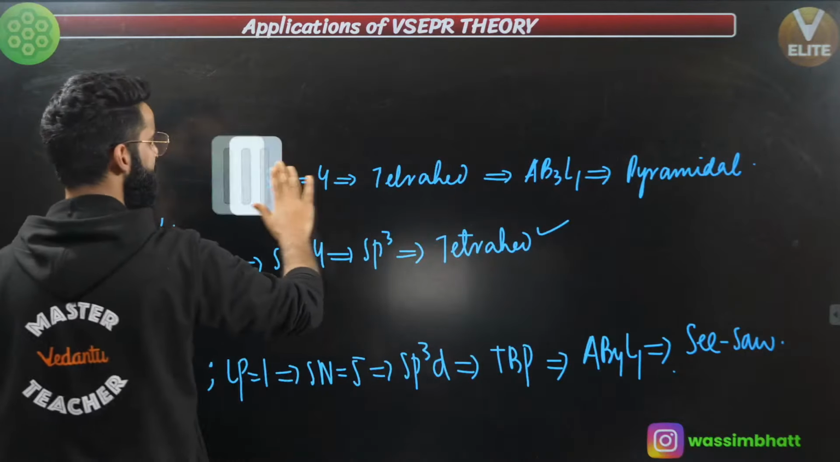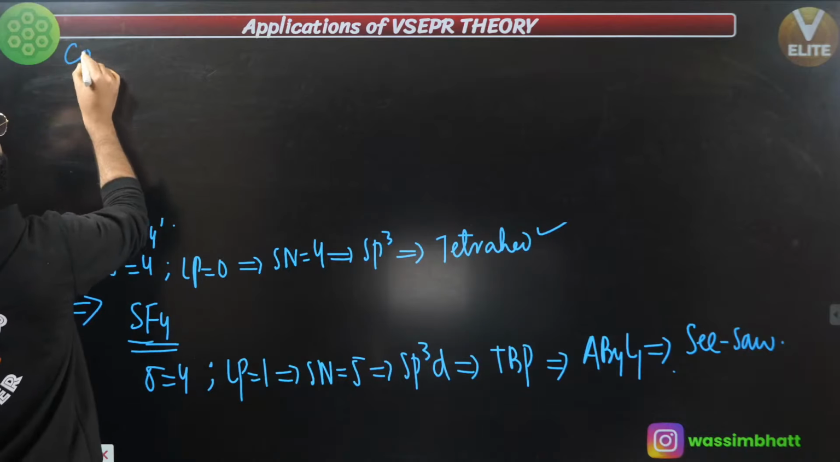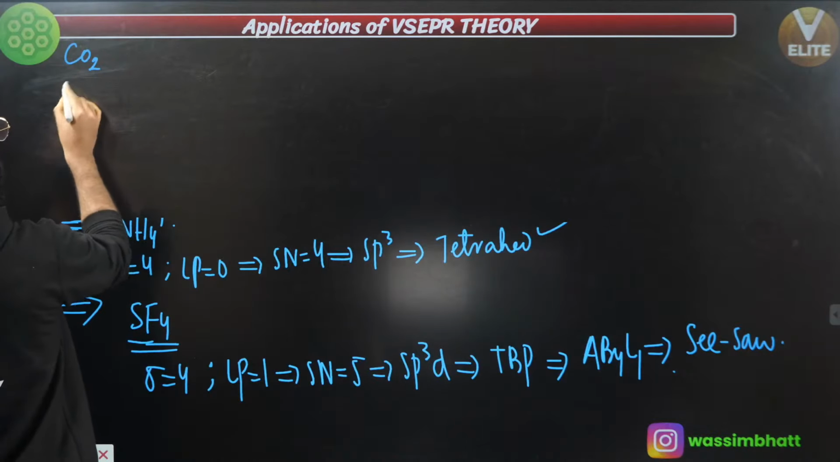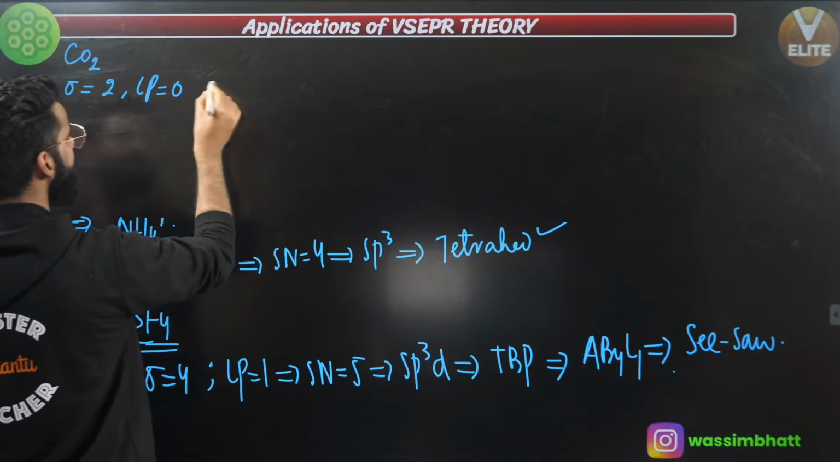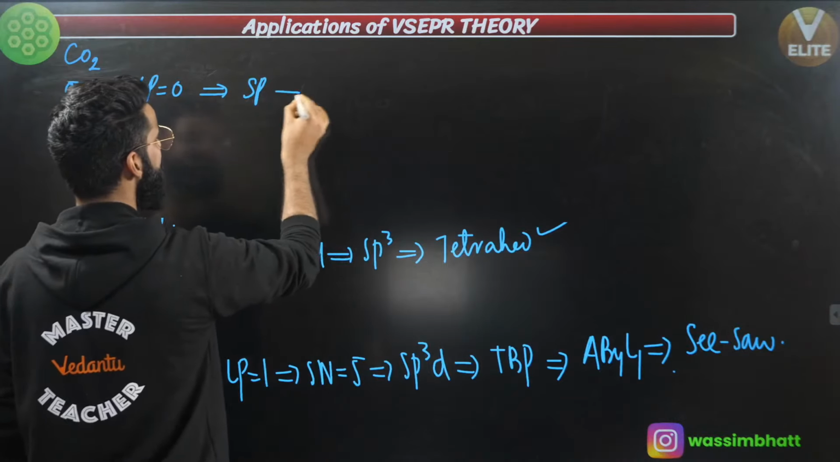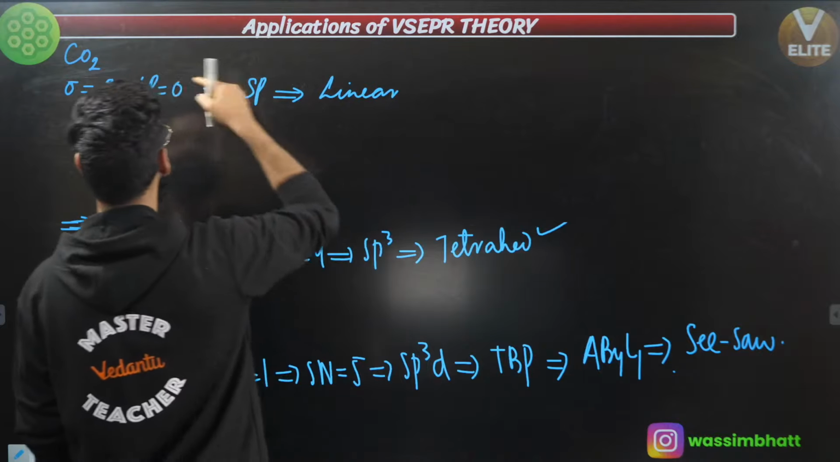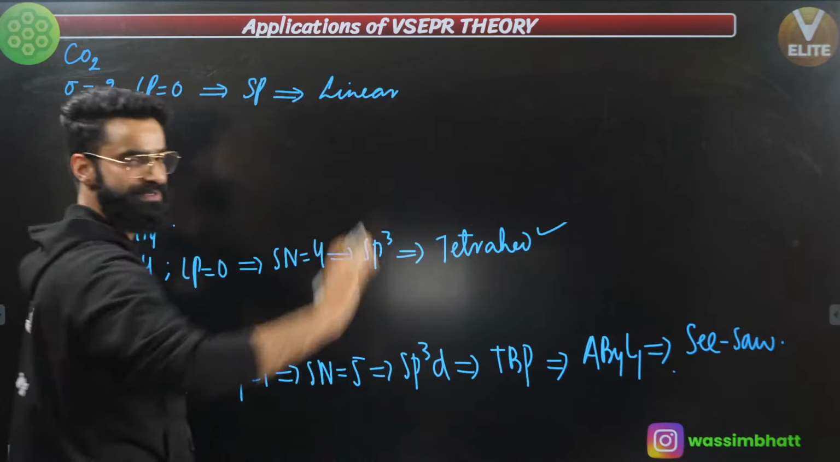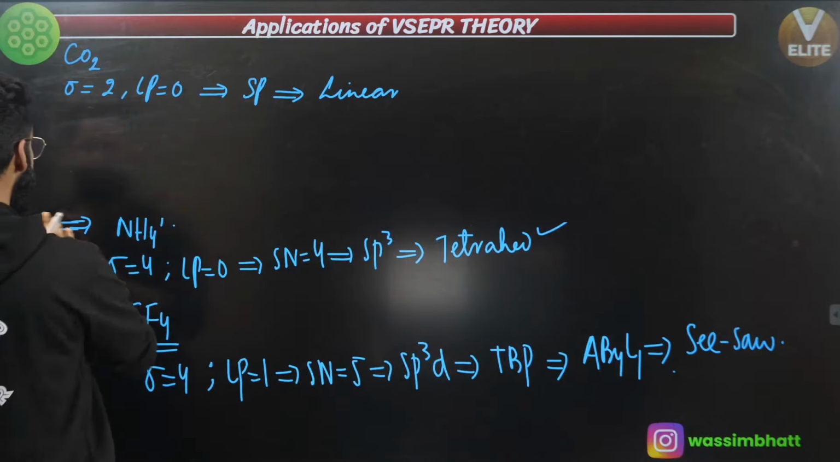Okay, one simplest example I'm giving you. Tell me about carbon dioxide, CO2. First of all, how many sigma bonds here? 2 sigma bonds. How many lone pairs on carbon? 0. Okay, 2 plus 0 is 2. Hybridization sp. Right? If hybridization is sp, what is the geometry? Geometry is linear. Since 0 lone pairs, whatever is the geometry, same is the shape. Let me take few more examples.